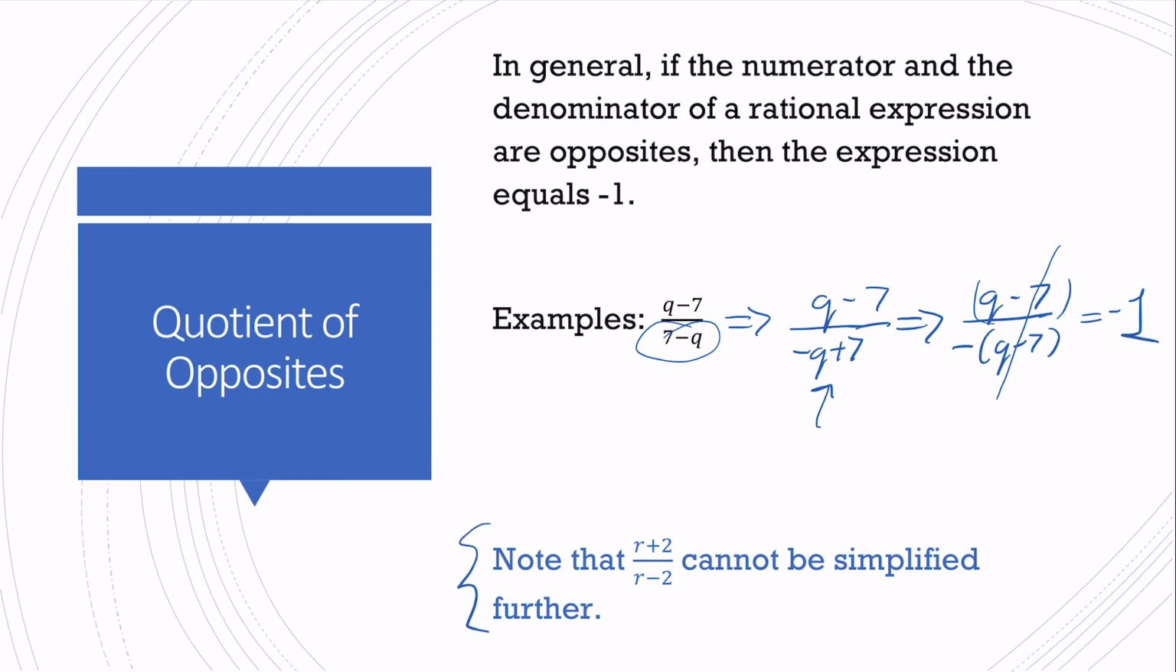Friendly note that r plus 2 over r minus 2 can't be simplified any further because there's no negative leading coefficient to remove.